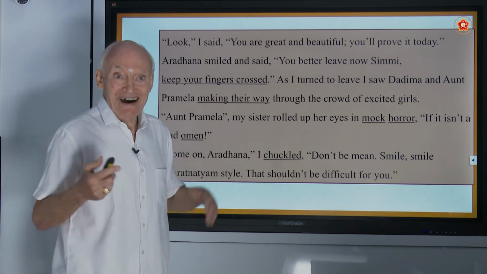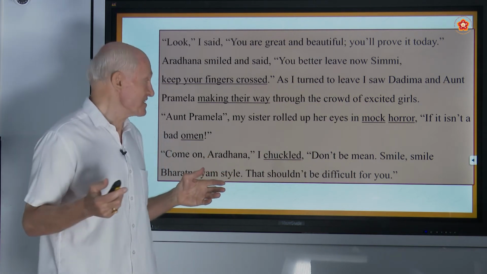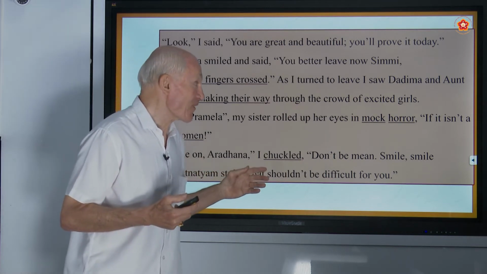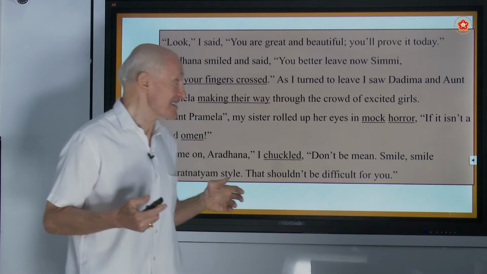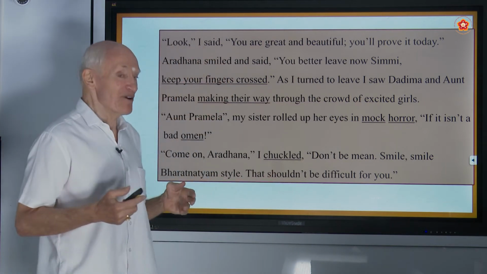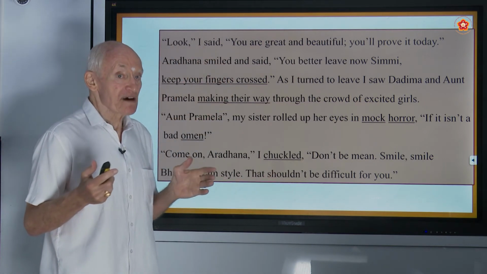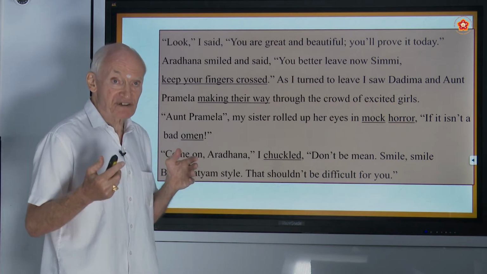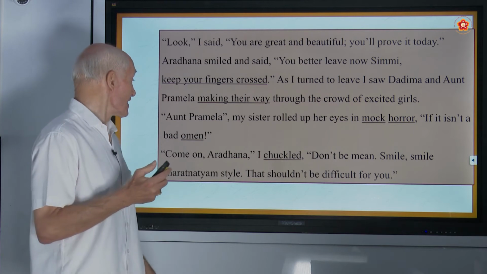And so Ardhana sees Aunt Pramila, and she rolls up her eyes. Uh-oh. In mock horror. She's pretending to be scared. If it isn't a bad omen. They obviously don't get along together too well. And Aunt Pramila is very brisk in her statements, as you'll find out.